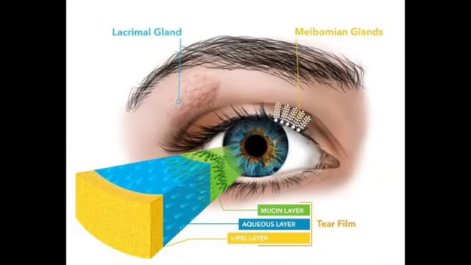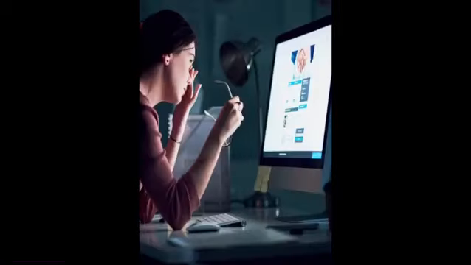Fourth, meibomian gland dysfunction or the fat gland dysfunction. When the tiny oil glands in the eyelids don't produce enough quality oil, tears evaporate too quickly, causing dry eyes and irritation. The fifth cause is prolonged exposure to screens.